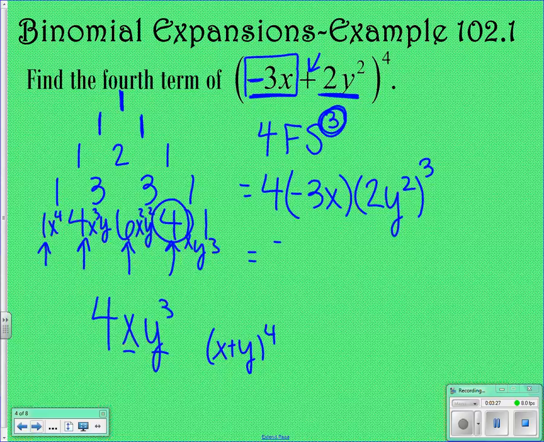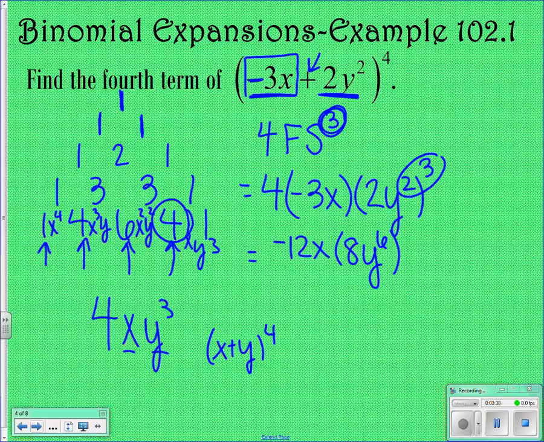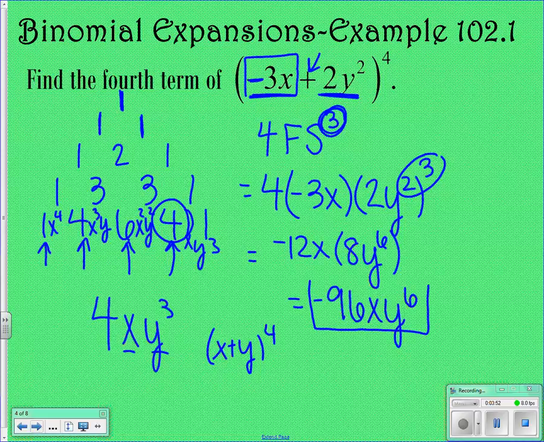So we have negative 12x, and then 2 cubed would be 8, and then y squared to the 3rd would be y to the 6th. Because remember, you multiply a power raised to a power. And so then the last thing that we need to do is to multiply negative 12 times 8 to get negative 96, x, y to the 6th power. So that would be the fourth term in that expansion.